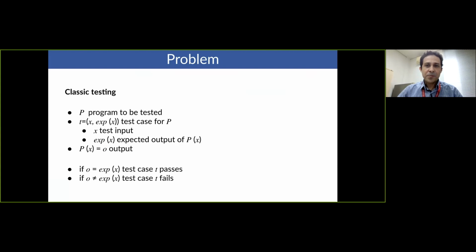In classic testing, this is what we usually have. We have a program P to be tested, and we would usually be able to determine the expected output of P given an input X. A test case T can then be described as a pair of input X and the expected output of P for that particular input. With that, we can then observe the actual output of P, and if it matches with the expected output, we say that the test case passes. Otherwise, we say that the test case fails.